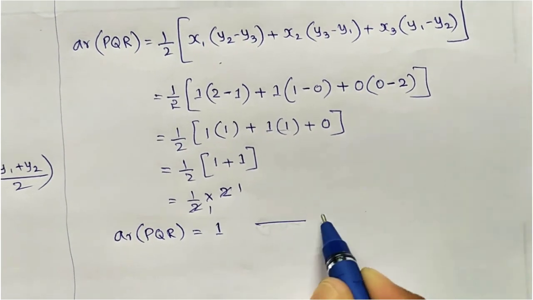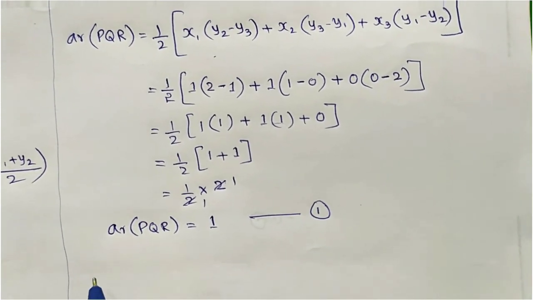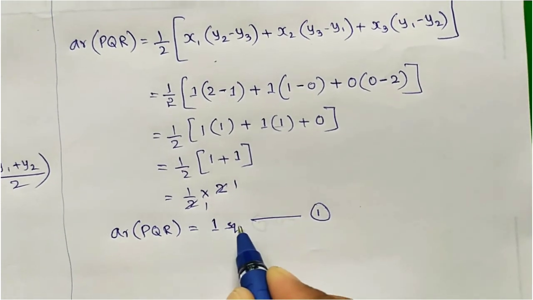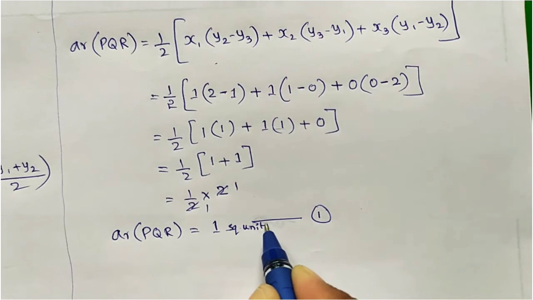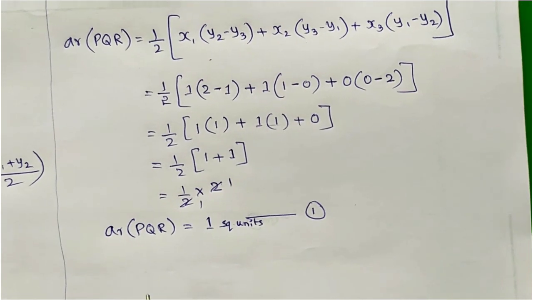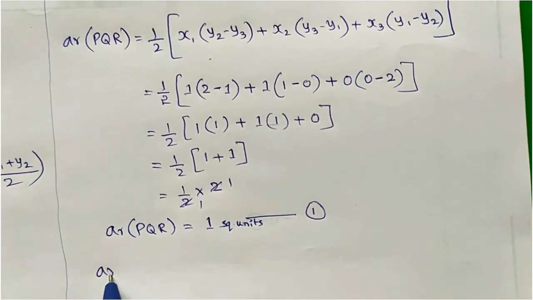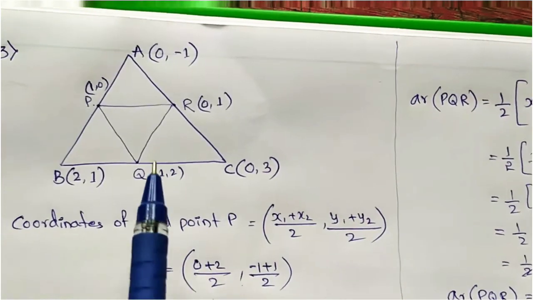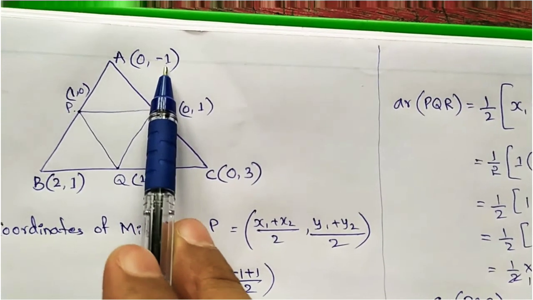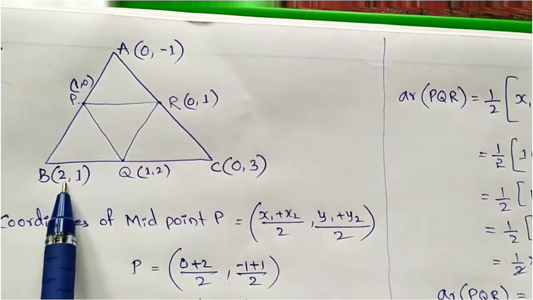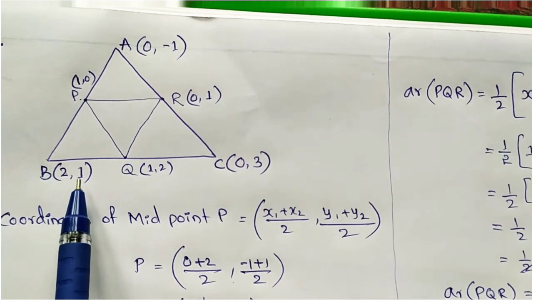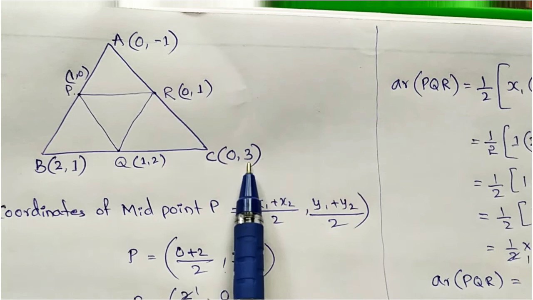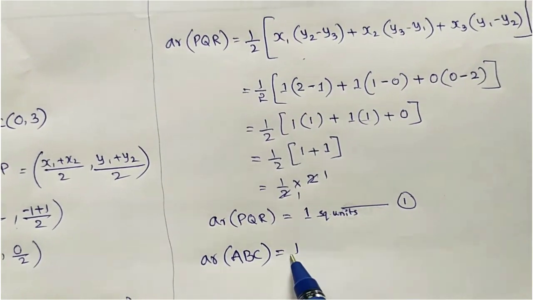Okay, let's take equation number 1. Now next they are asking the ratio. Here, don't forget to write square units. Okay, for the areas ratio, we need to find the area of triangle ABC. Now you have to take 0, minus 1 as x1, y1, 2 and 1 as x2, y2, 0 and 3 as x3, y3. Okay, so substitute the values.